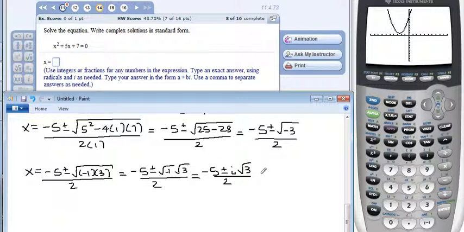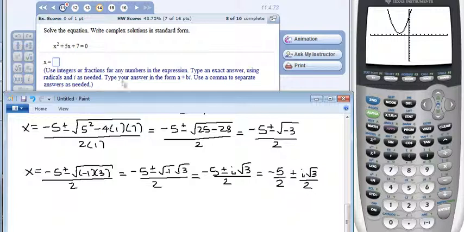So I'm going to want to split this. So each piece gets divided by 2. And now I'm done because this is my a plus bi form. My a is -5/2, and my b is 1/2. Do you see it right here? There's really a 1 there. 1/2 i. No, my b, excuse me, is 3 square root of 3 over 2. And then I have my i.